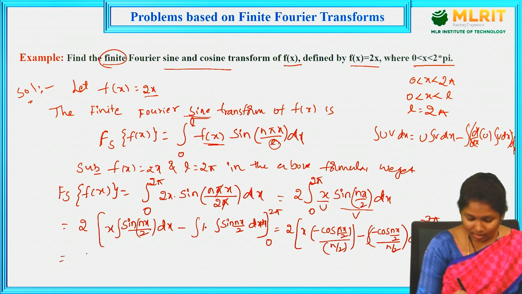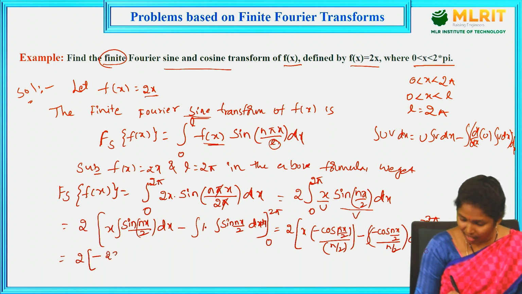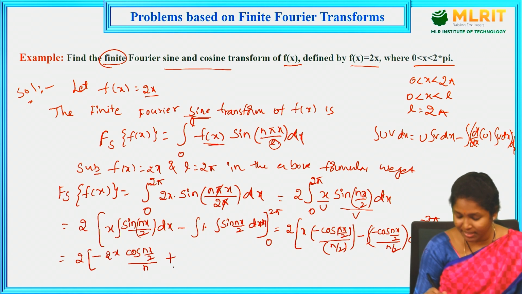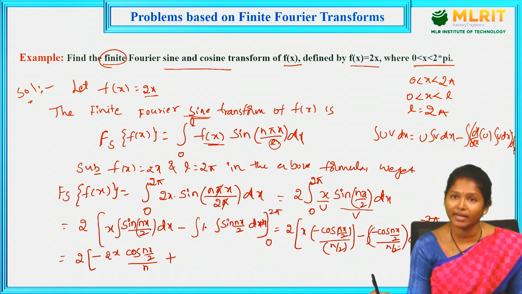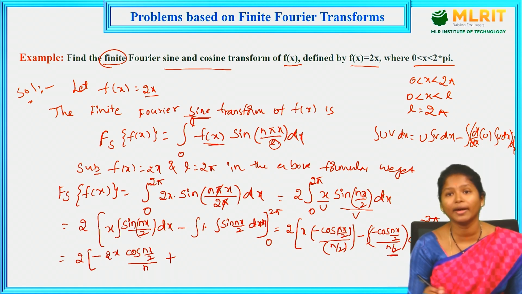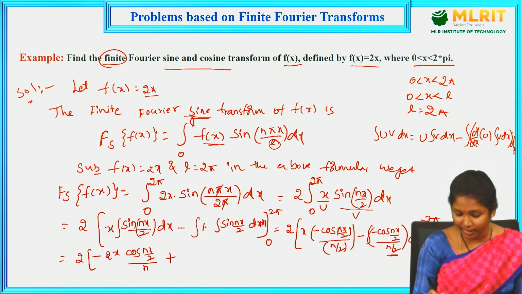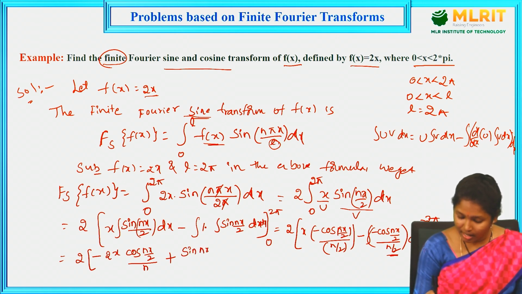So we will get 2 into minus 2x into cos nx by 2 by n, minus into minus plus, right? Cos x integration was sin x. Already, cos nx by 2 integration is sin nx by 2 by n by 2. Already n by 2 is there, so n by 2 whole square we will get. So sin nx by 2 by n by 2 whole square in the limits 0 to 2 pi.